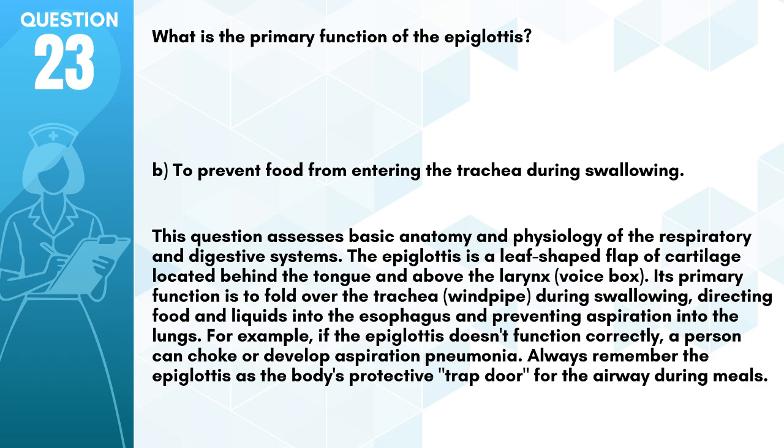The epiglottis is a leaf-shaped flap of cartilage located behind the tongue and above the larynx, voice box. Its primary function is to fold over the trachea, windpipe, during swallowing, directing food and liquids into the esophagus and preventing aspiration into the lungs. For example, if the epiglottis doesn't function correctly, a person can choke or develop aspiration pneumonia. Always remember the epiglottis as the body's protective trapdoor for the airway during meals.